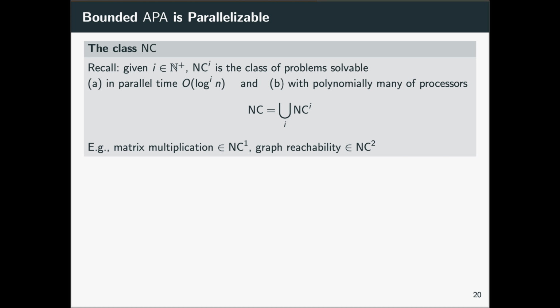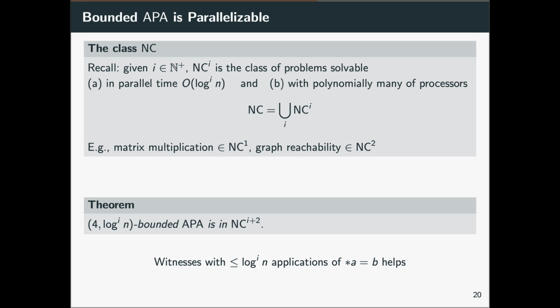In the paper, we show that bounding the number of type 4 statements to be log to the i brings the problem in NC^(i+2), and thus if we only look for witnesses where type 4 statements are polylogarithmically bounded, then we get really fast parallel algorithms for the analysis. This concludes the first part of this talk.